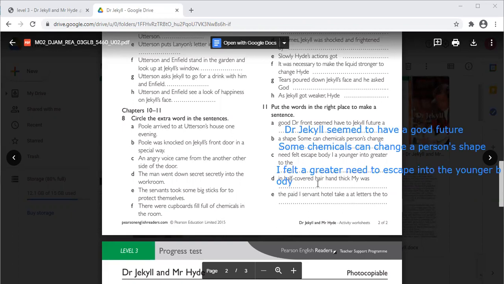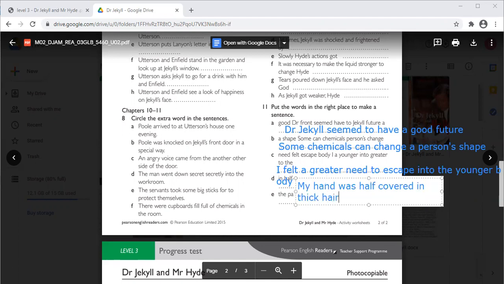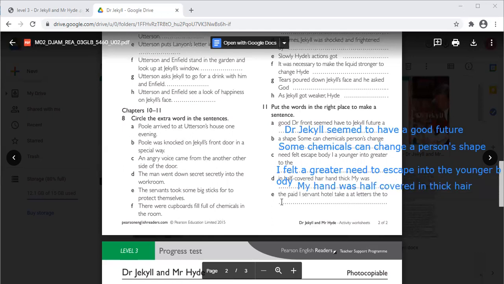Okay. In, half-covered, hair, hand, thick, my, was. We start here with my because it's in capital M. So my hand was half covered in thick hair. So the answer here is my hand was half covered in thick hair. This is, of course, when Dr. Jekyll was telling his story, and he said that the first time he changed into Mr. Hyde without wanting to, he slept as Dr. Jekyll, but he woke up finding his hands were different, and then he noticed that he had changed into Mr. Hyde during his sleep.